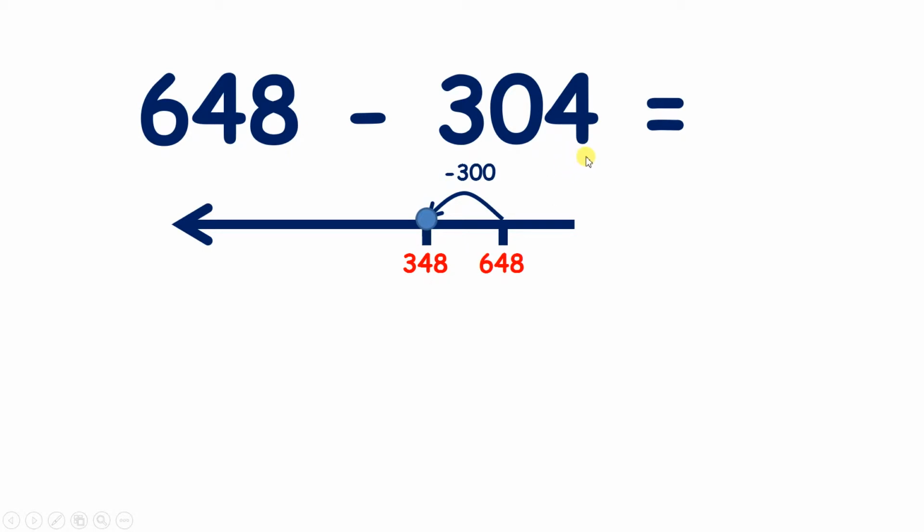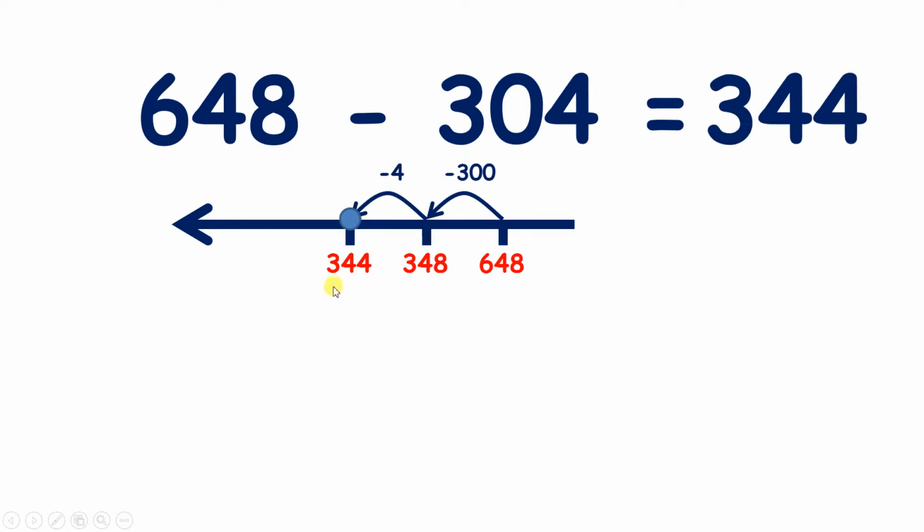Now we need to subtract our 4 units. So if we have 8 units and we subtract 4, that leaves us with 4 units. So our answer is 344.